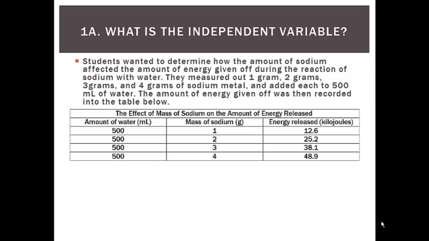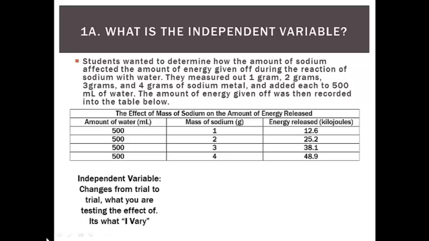So this question gives us a little scenario. We have some students who are trying to figure out how the amount of sodium will affect the amount of energy given off during a reaction between sodium and water. So they're taking sodium, dropping it into some water, and measuring the energy that's given off. They use different amounts, so they measure out 1 gram, 2 grams, 3 grams, 4 grams of the sodium metal. And then they have 4 beakers with 500 milliliters of water in each, and they record the amount of energy given off. So first question is asking us about what is the independent variable.